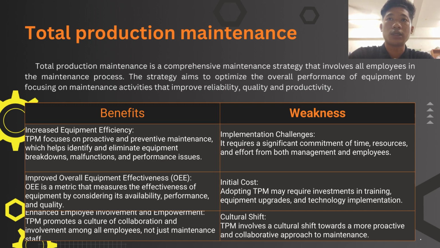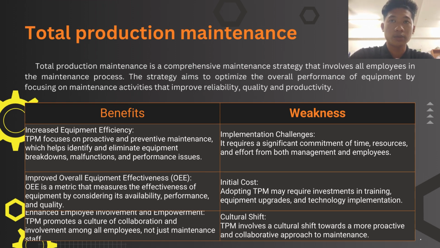The first one is increased equipment efficiency. TPM focuses on proactive and preventive maintenance, which helps identify and eliminate equipment breakdowns, malfunctions, and performance issues. The weakness is implementation challenge. It requires a significant commitment of time, resources, and effort from both management and employees.